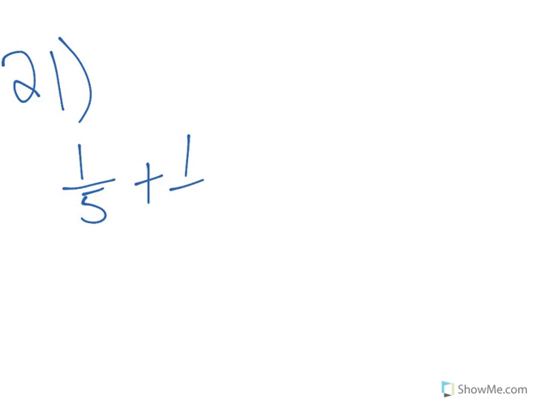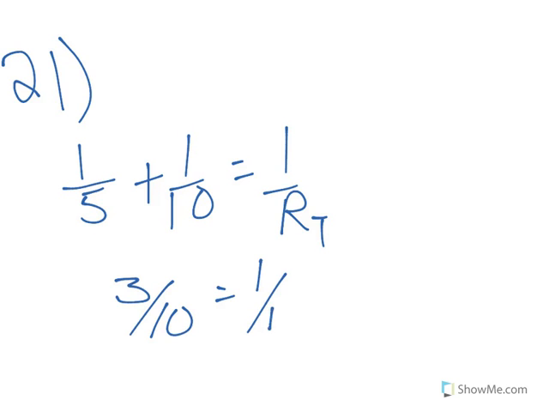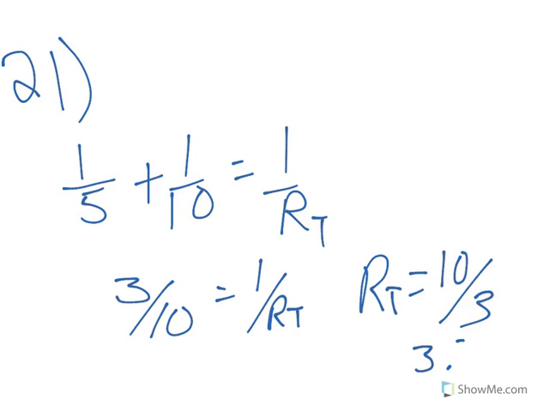21. The diagram shows a resistor of 5 ohms and a resistor of 10 ohms connected in parallel. What is the total resistance? So on 21, you're doing 1 over 5 plus 1 over 10 equals 1 over R total. And you would end up getting 3/10 equals 1 over R total. R total would be equal to 10 over 3, or 3.33, which gives us less than 5 ohms. So the answer should be A.